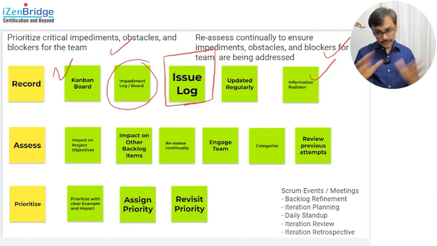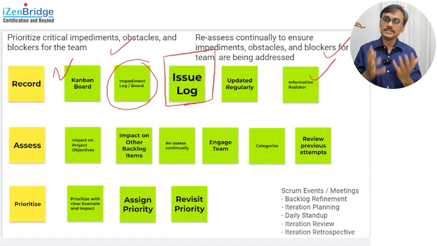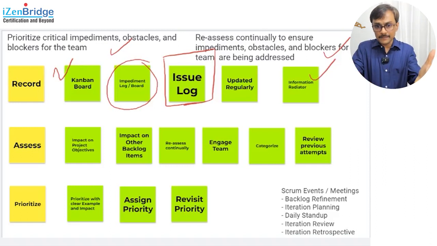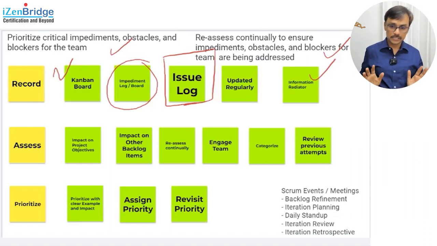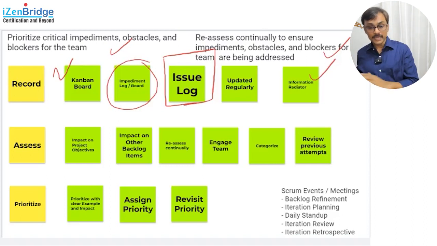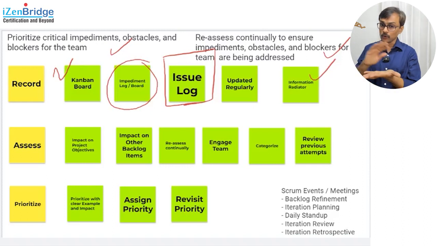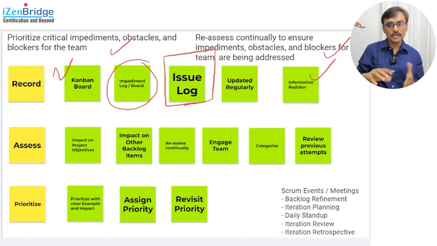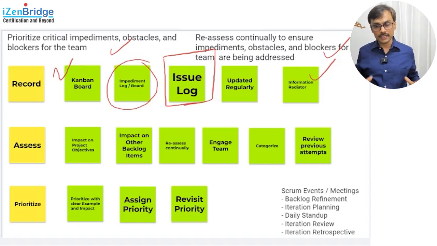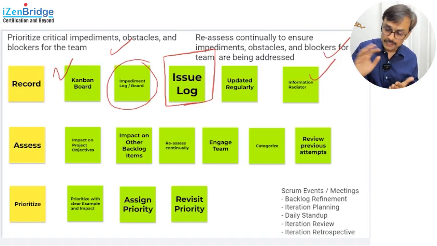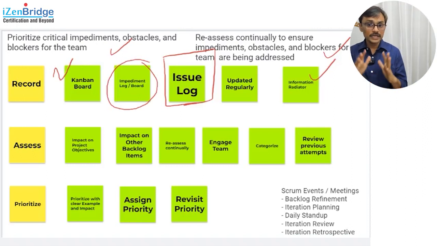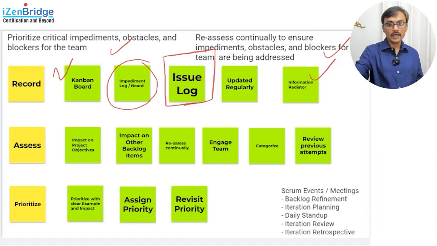And overall, wherever you record, be it on a Kanban board or an impediment board, you need to update it regularly. So as a project manager, I need to ensure the progress on that impediment is updated in a place where it is recorded. And if we have a new impediment, then also it is getting updated. If some of the impediments are closed, they are no longer relevant, it also has to be updated, so that the team is aware where we are and when this particular impediment is going to get resolved. So there should be a continuous update on it.